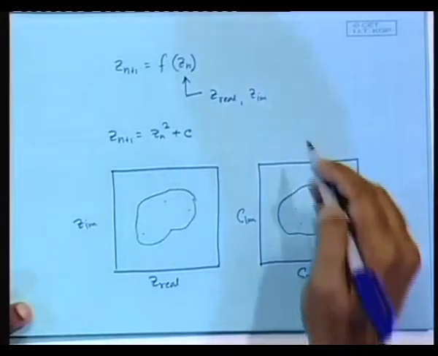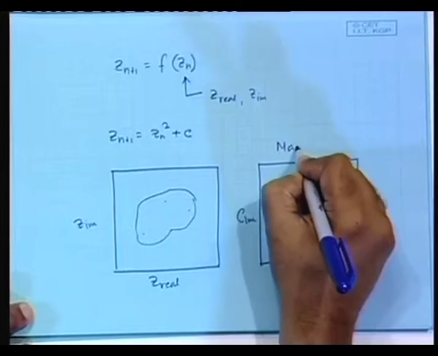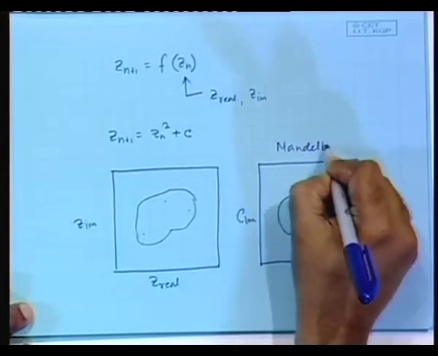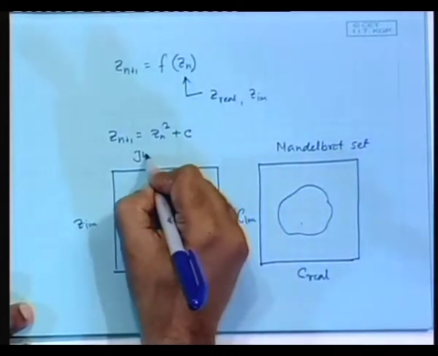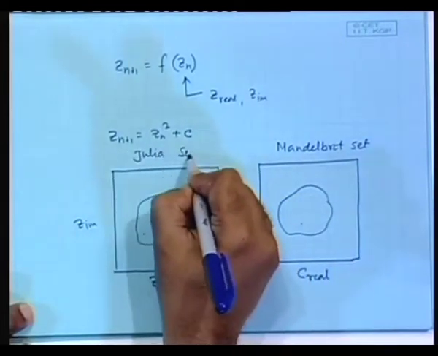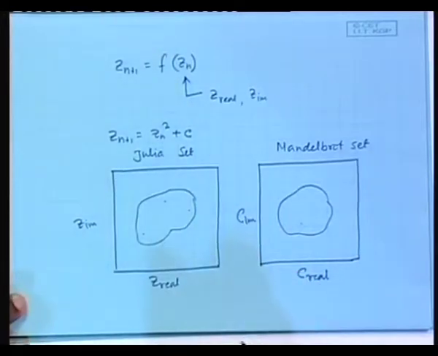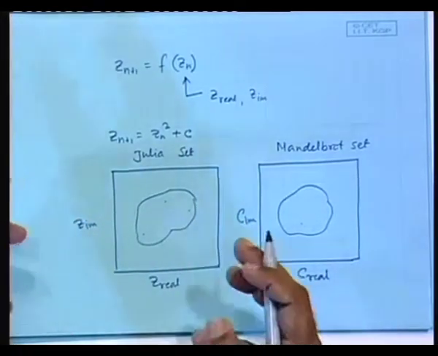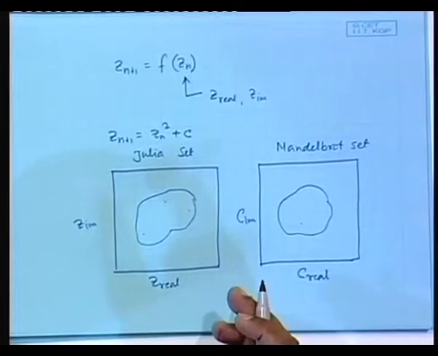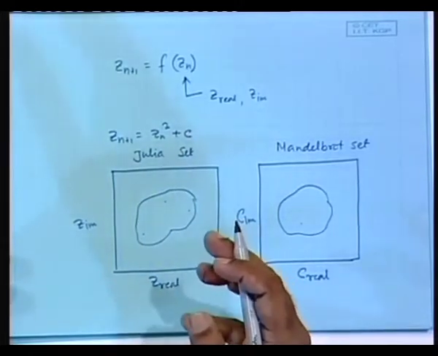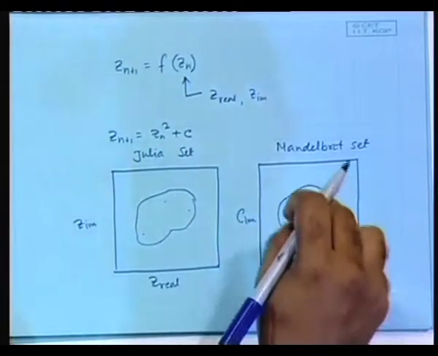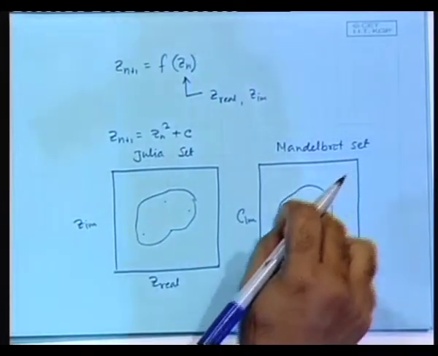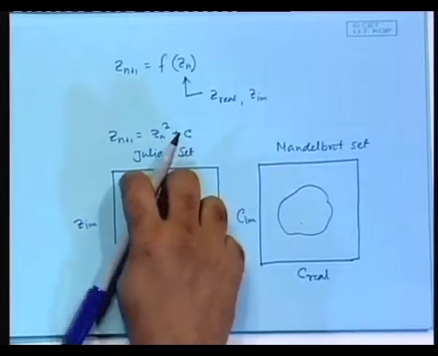This set is called the Mandelbrot set, and this set is called the Julia set. So, essentially the Julia set is the basin of attraction, and the basin of attraction can be constructed for every value of the parameter. So, every point in the Mandelbrot set corresponds to a particular point in the Julia set, which you can see here.